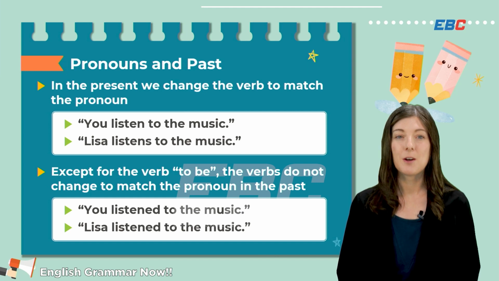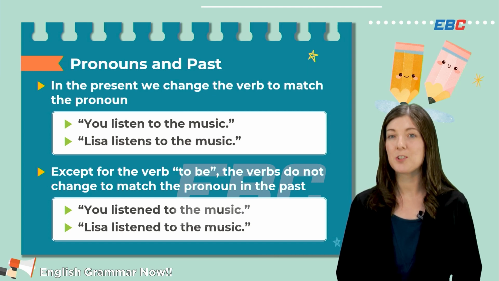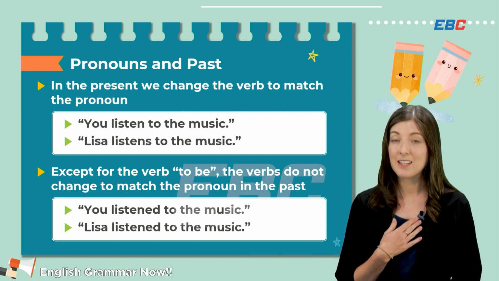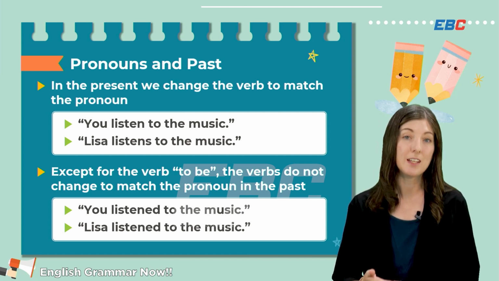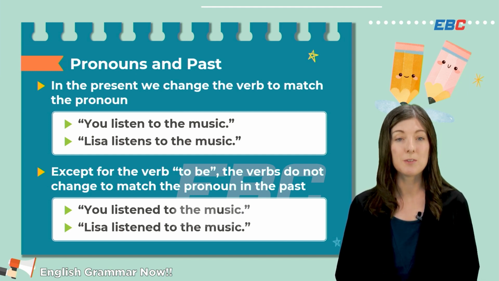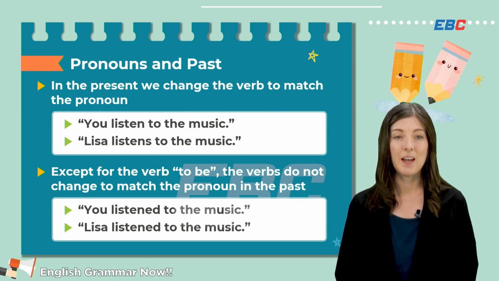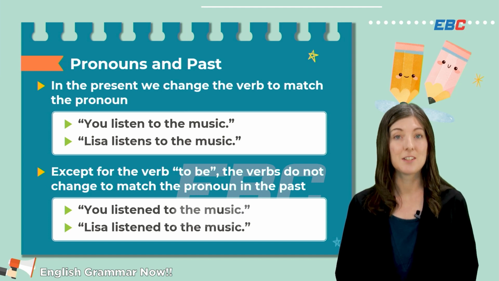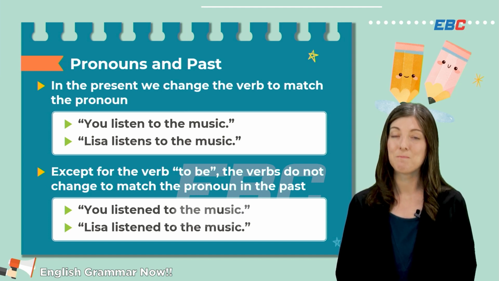Also, you might notice that in the present, we have to change the verb to match the pronoun. The way the verb looks with I isn't the same as how it looks with he, she, or it. So we might say, you listen to the music, Lisa listens to the music, by adding an S. However, except for the verb to be, the verbs in the past do not change to match the pronoun. You listened to the music, Lisa listened to the music. The verb is the same.